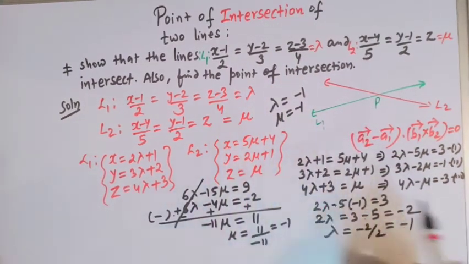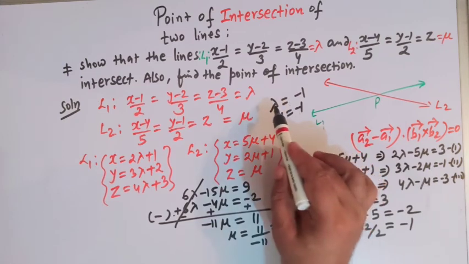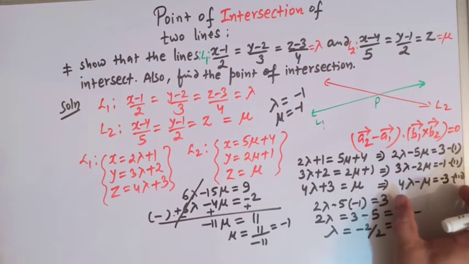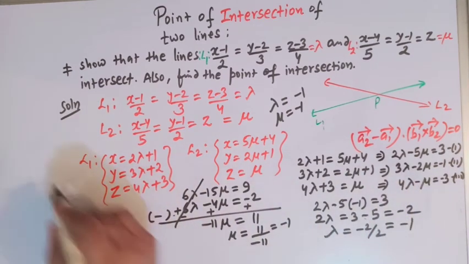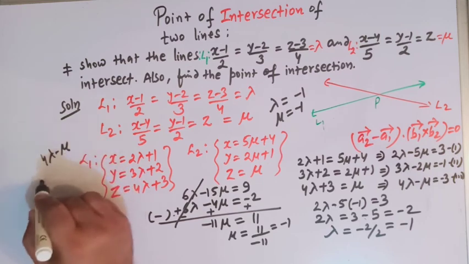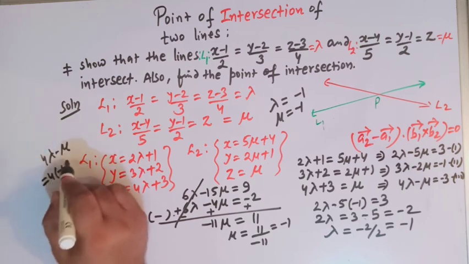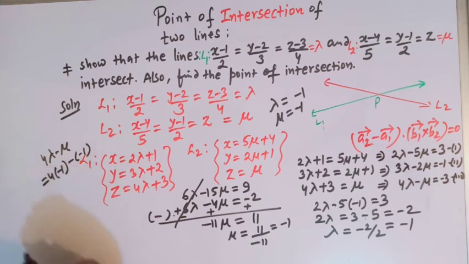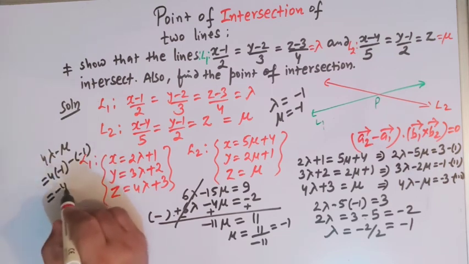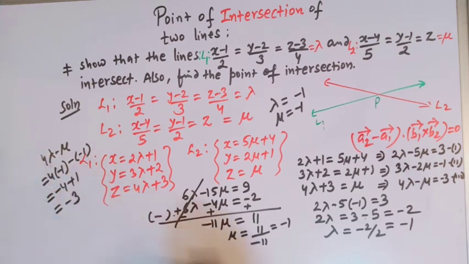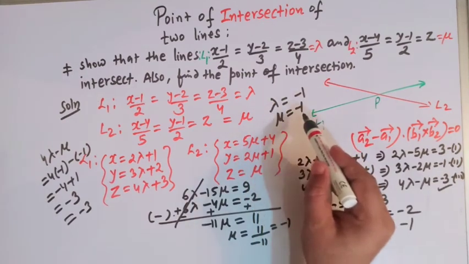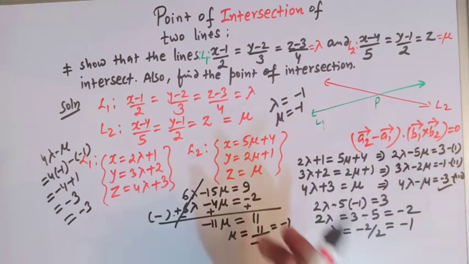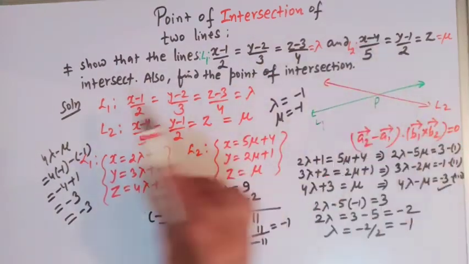And let us see whether these two values of lambda and mu satisfy equation 3. So the left hand side of equation 3 is 4 lambda minus mu. So we have 4 times minus 1 here, and here we have minus minus 1. So we have minus 4 plus 1, that is equal to minus 3, and see, here also we have minus 3. So therefore lambda equal to minus 1 and mu equal to minus 1 satisfy equation 3. Hence we can say that these two lines intersect.